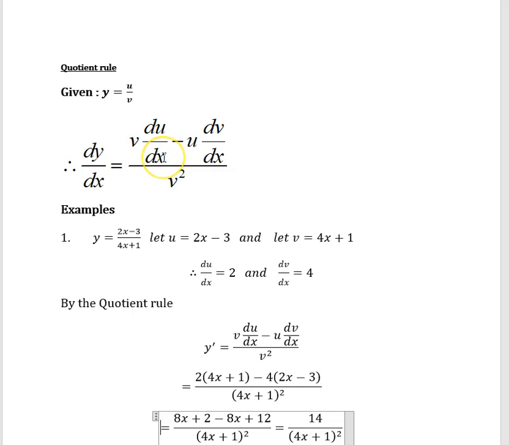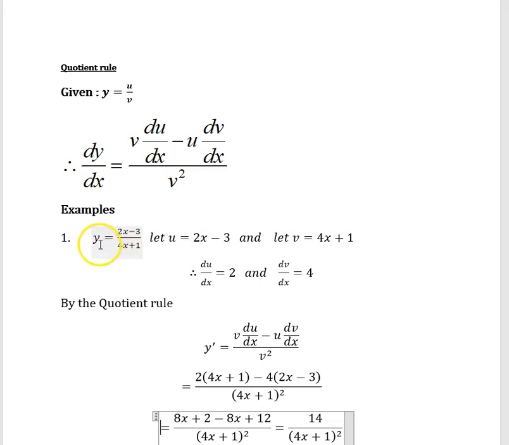Don't forget we are differentiating with respect to x. You minus. You now hold the numerator constant. You differentiate the denominator. Now students must be careful not to do it the other way around. You must not differentiate your denominator first. You must hold your denominator constant, and you differentiate your numerator first. You minus. You now differentiate your denominator afterwards, and you hold your numerator constant. That's the rule. Let's look at an example.